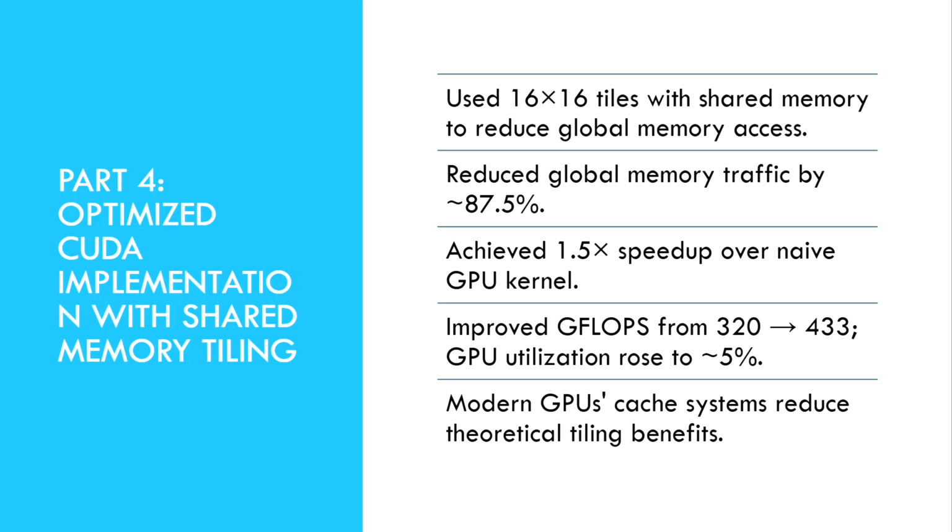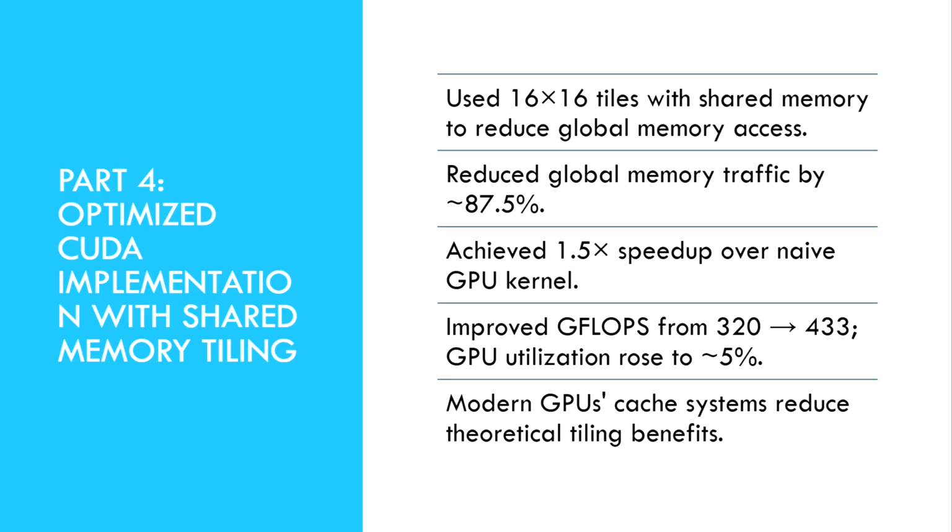Part 4 comprises the optimized CUDA implementation with shared memory tiling. We used 16 by 16 tiles with shared memory to reduce global memory access. We reduced the global memory traffic by around 87.5%.